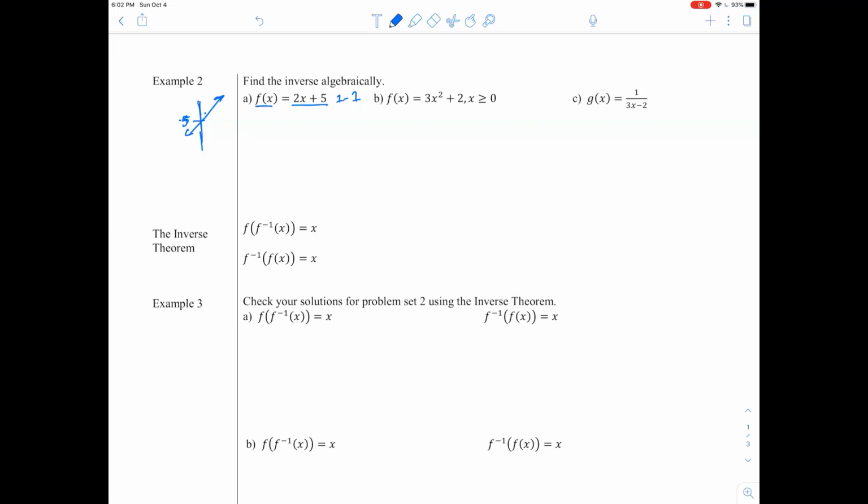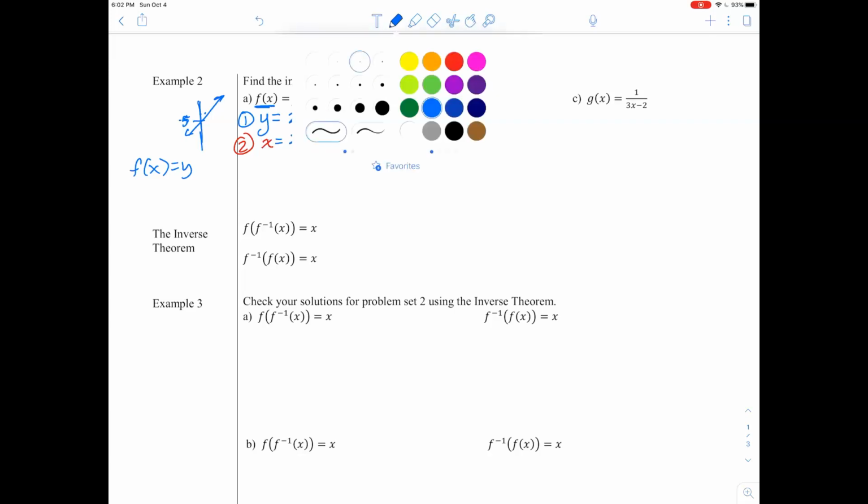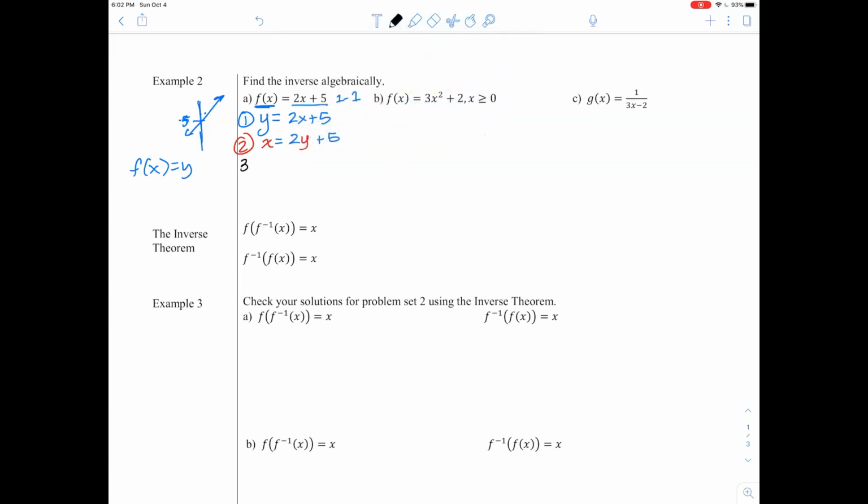So what we do first is we switch f of x with its alternate notation, which is y, because remember, f of x just really means y. Okay, so we're going to do some algebra now. To do inverse functions, what we have to do first is switch the x and the y. So x equals 2y plus 5. There's just a switch there, so I'll color code that. That'll be step 2, and I'll go back and write this as step 1, just replacing f of x with y. Now what we do is we just solve for y.